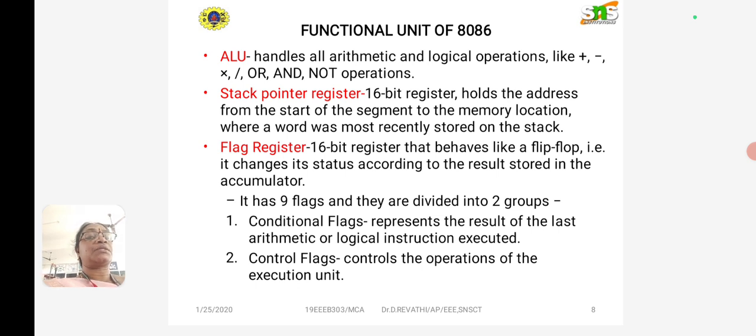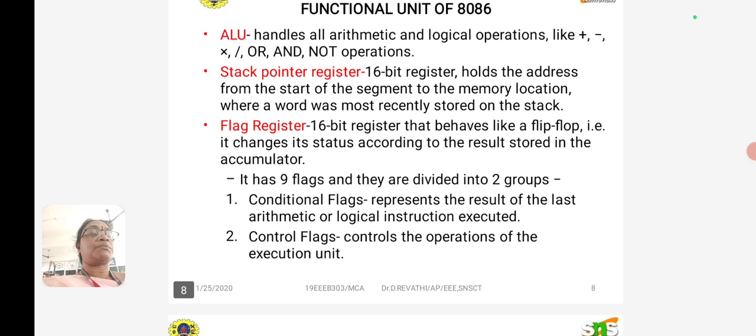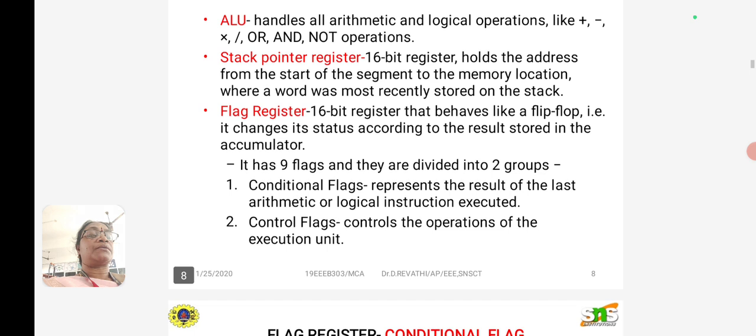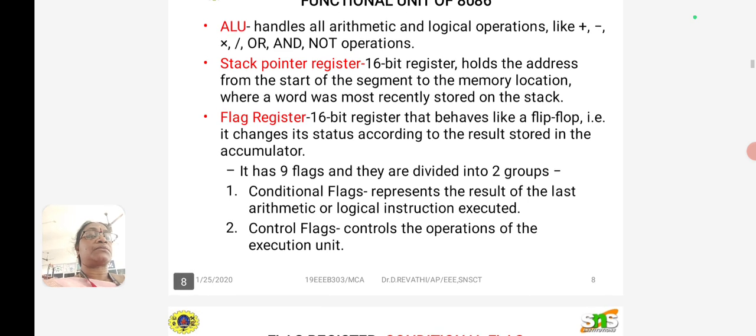Next is the flag register, a 16-bit register that behaves like a flip-flop. That is, it changes its status according to the result stored in the accumulator. It has 9 flags, divided into two groups: conditional flags and control flags. Only 9 flags are used; the remaining 7 flags are not used in the condition.